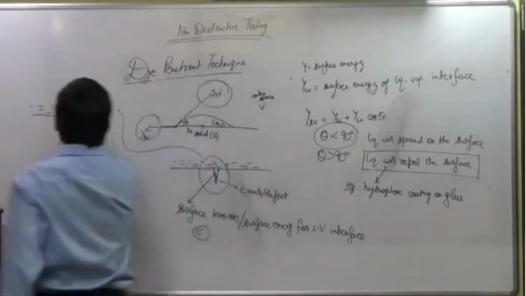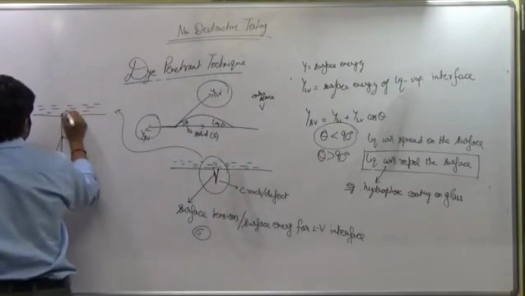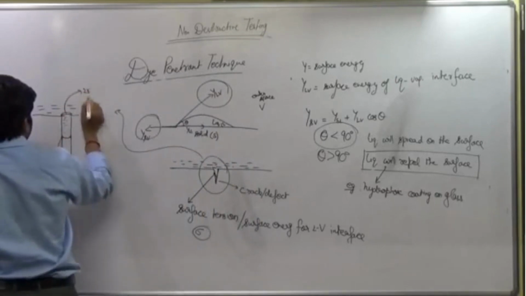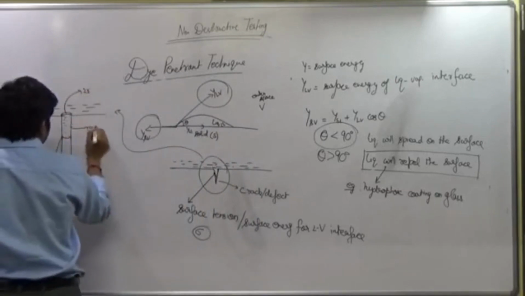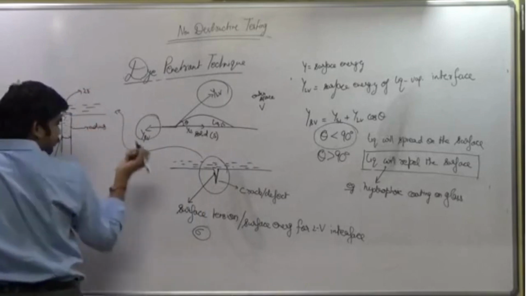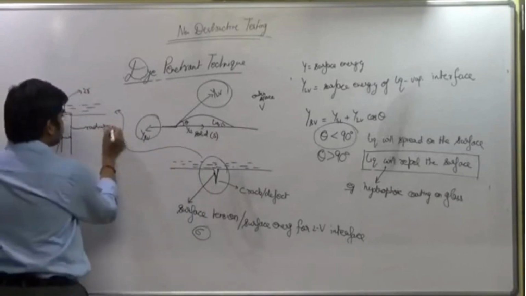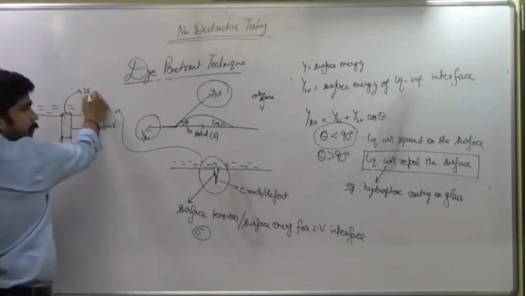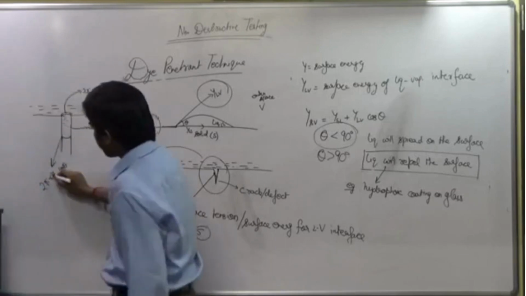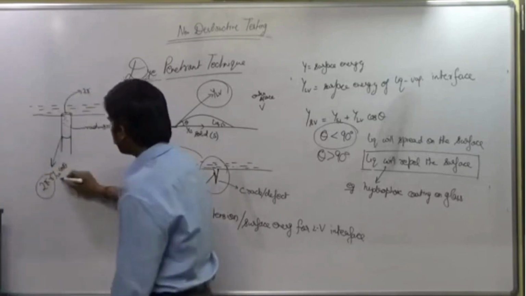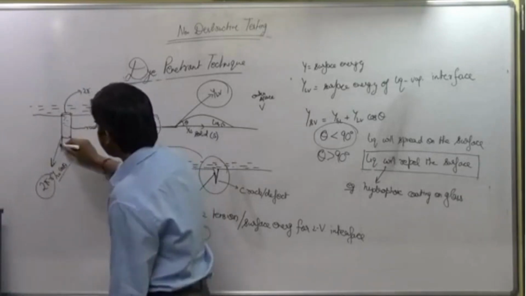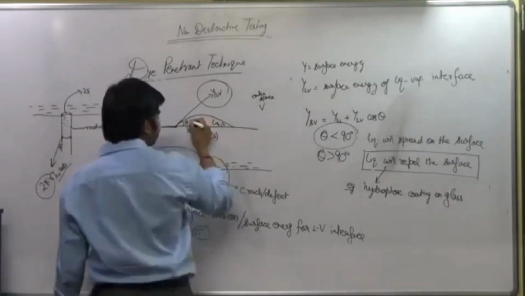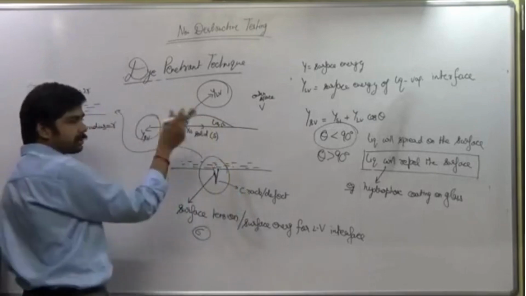It is very simple. Why? Because let us suppose that this is 2r, where the radius of this particular crack or defect is r. So this would be 2r, and this is nothing but 2 pi r into gamma LV, and this angle is theta. This is the same angle theta which I have shown here, nothing but the contact angle.